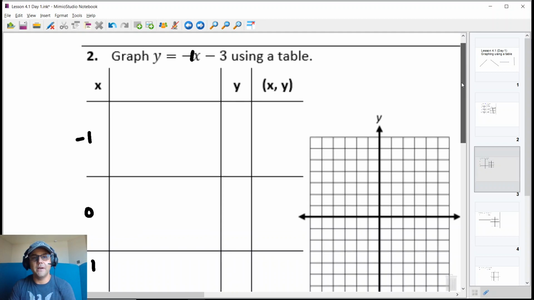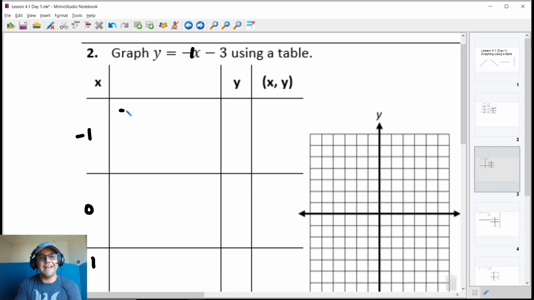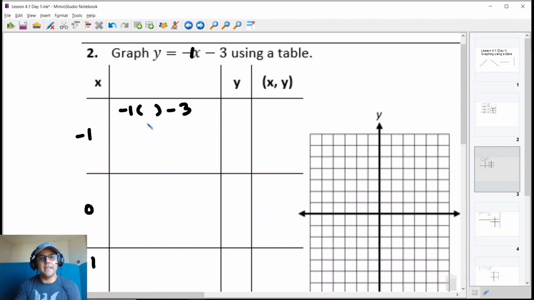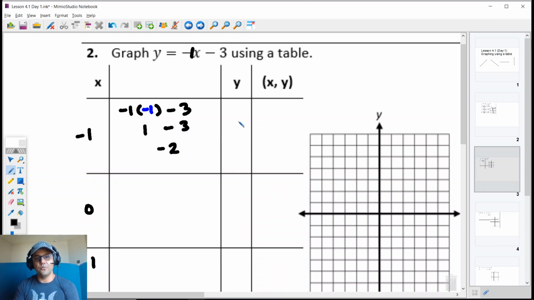We're going to go ahead and do a few problems together. We're going to try and speed it up. We got -1 times x, subtract 3. Let me see if I can change colors. Again, the x value that I've selected is going to go inside the parentheses, and I've selected -1. So -1 multiplied by -1 is +1. Subtract 3 is -2. Y is -2, so my ordered pair is -1, -2. Remember, your ordered pair is always your x first, y second. That's why we have the table there.